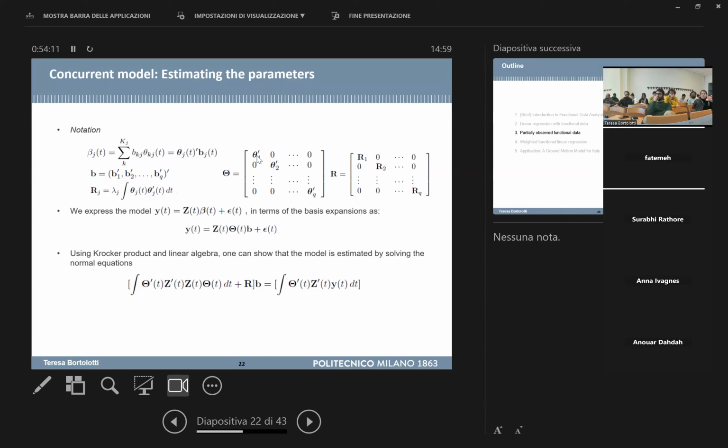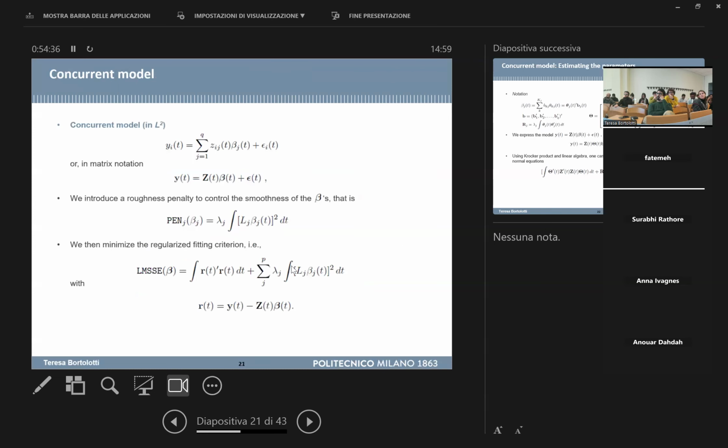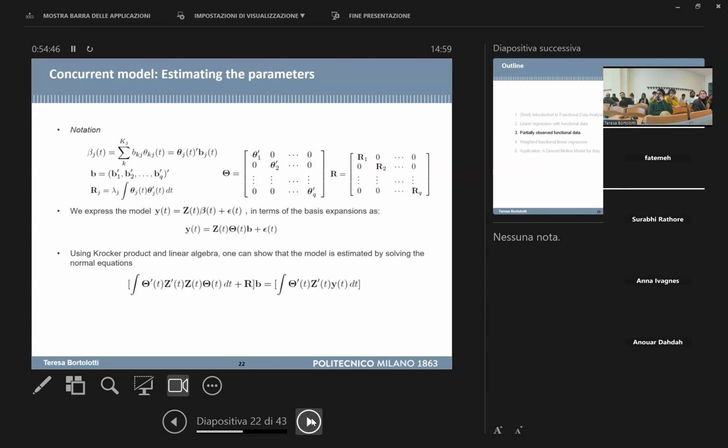Each object here is a system of bases. Okay, this is what I mentioned before. If you have no prior assumption, for example, on the smoothness of beta 1, this could be a cubic B-spline basis, which is one of the most flexible systems of bases that we have. And you may play with the penalization here and see what happens if you give very little weight to the penalization for that object or a very high weight for the penalization.